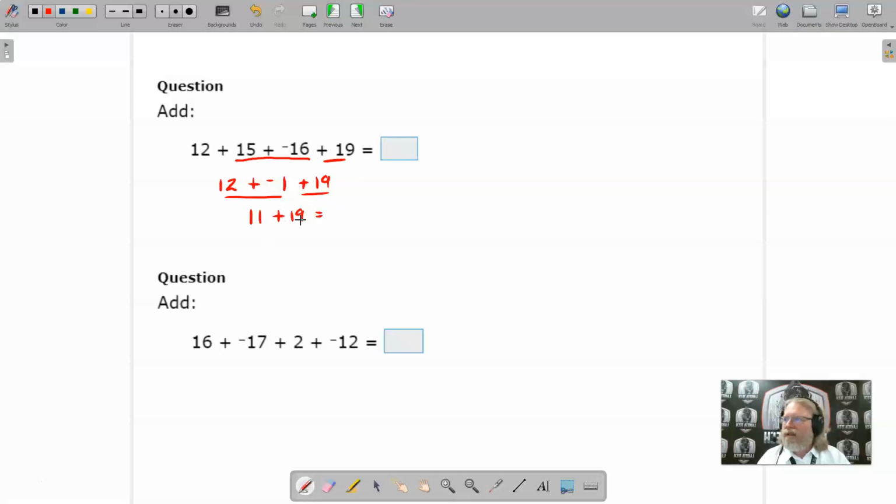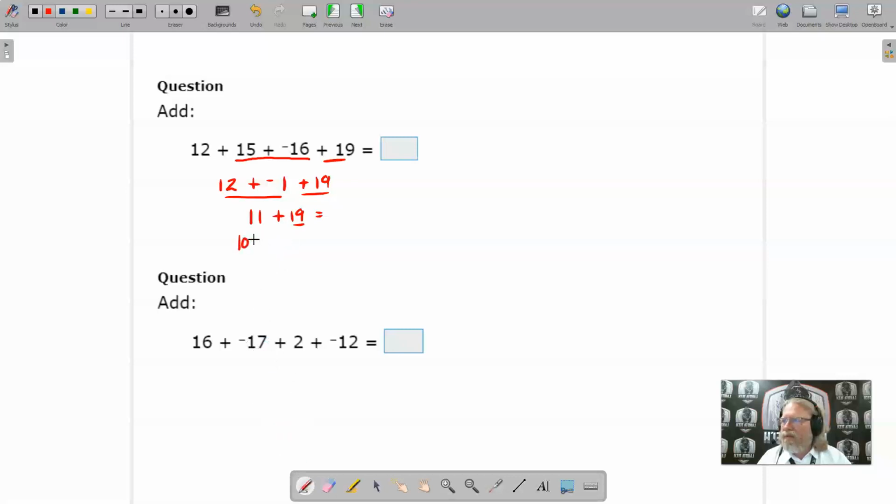And let's see. I'm going to do this mentally. 19 plus, I'm going to think of this 11 as 10 plus 1, right? So the 19 plus the 10 is 20. Plus 1 more is going to be 21. No, I got that wrong. 21 doesn't make sense, right? I messed up someplace in there. So let's go back. I know where I did it.